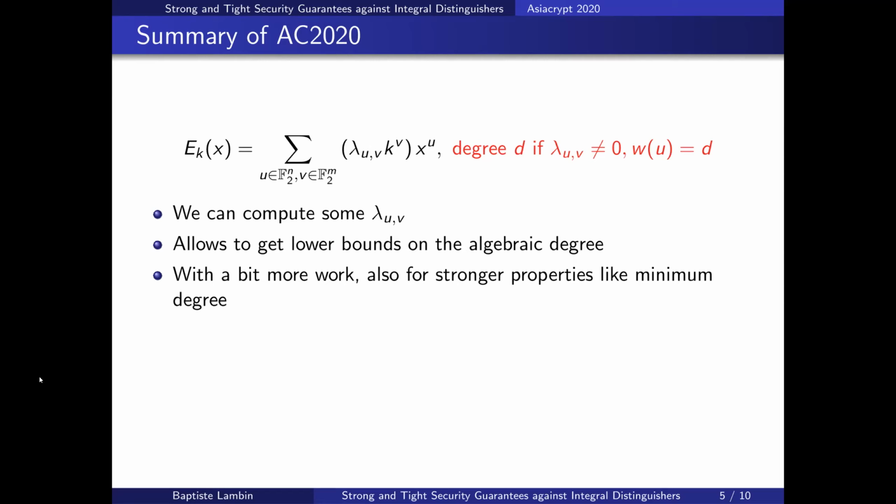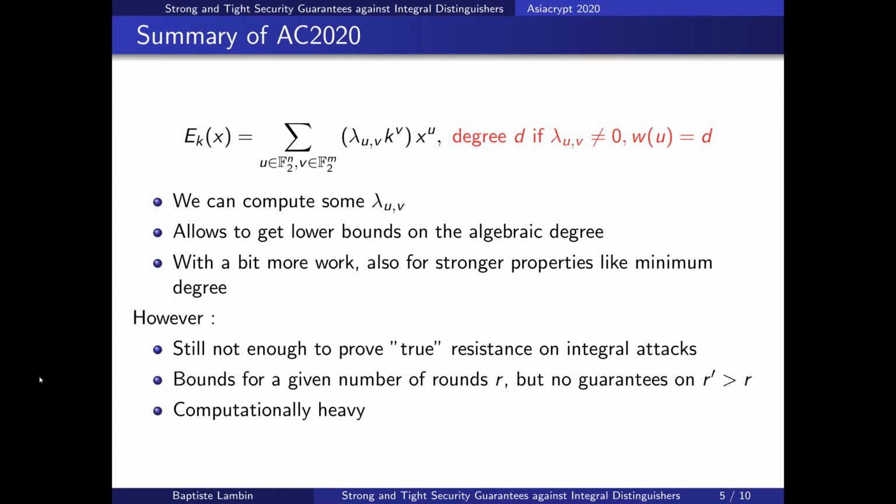And what we did in this paper last year was to essentially show how we can choose which lambda uv to focus on, so that we can actually compute this lambda uv in practical time, and just showing some lower bound on the algebraic degree as well as some stronger properties. However, we still had some issues because it only proved resistance against a subset of integral attacks, not actual resistance.